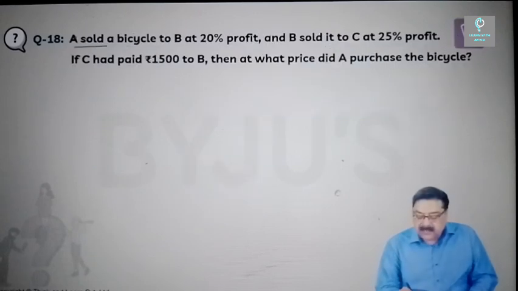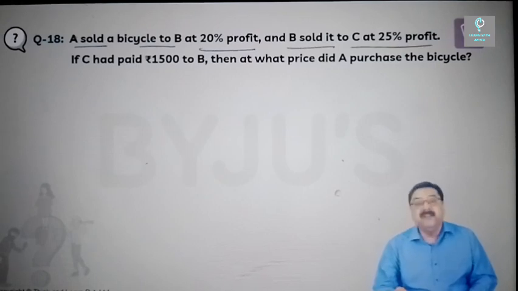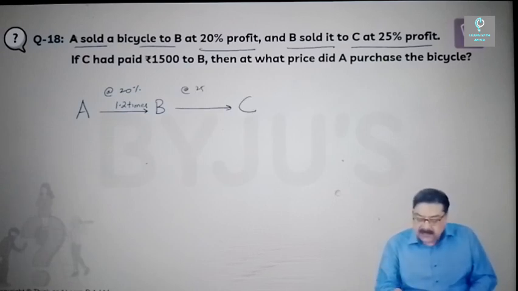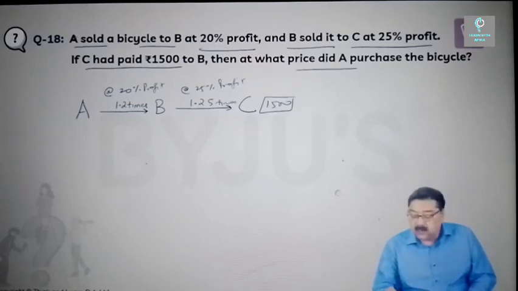Now A sold a bicycle to B at 20% profit and B sold it to C at 25% profit. So A sold a bicycle to B at 20% profit. That is, he increased the price 1.2 times. And B sold it to C at 25% profit. This is profit. That means B increased the price by 1.25 times. If C had paid rupees 1500 to B, then at what price did A purchase the bicycle?